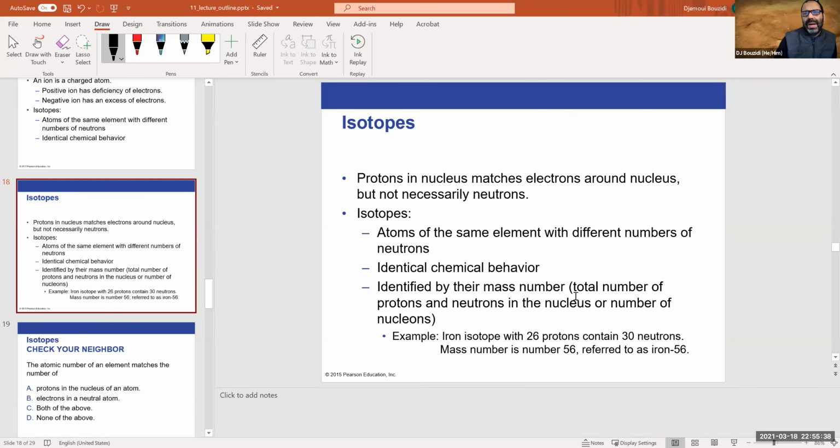So identified by their mass, which is the total. Basically, I hope that if you see a periodic table now, you can identify what these numbers are, okay? One of them is called Z, which is the atomic number, and the other one is the atomic mass, which is this one, which is the sum of these two, okay?